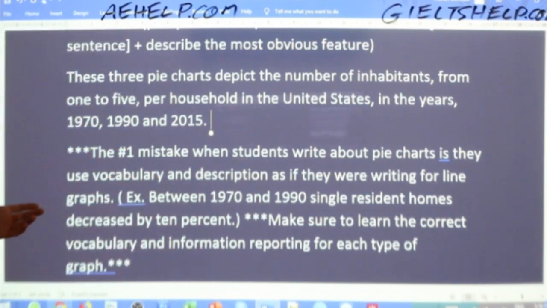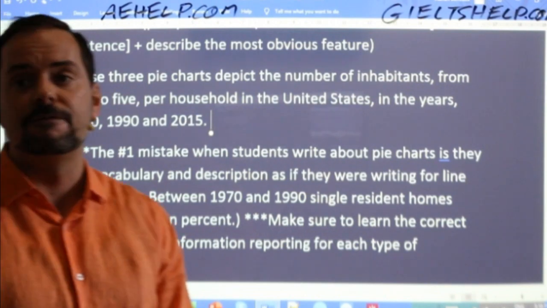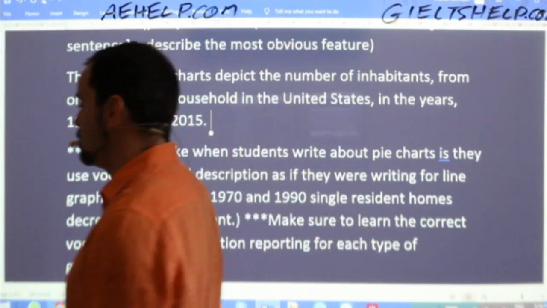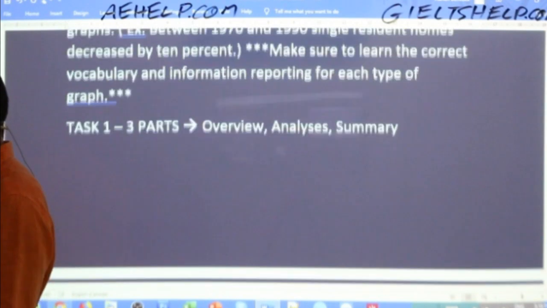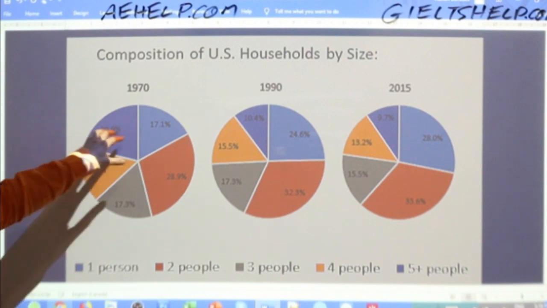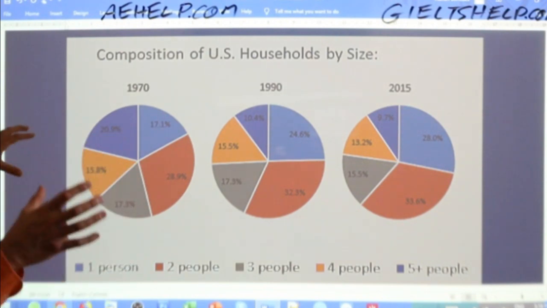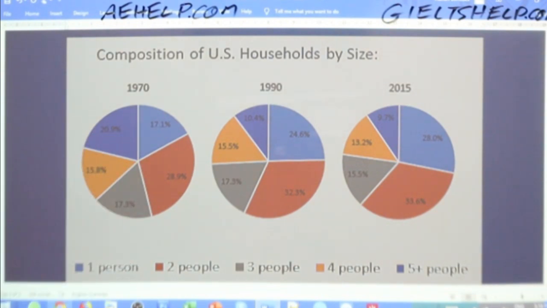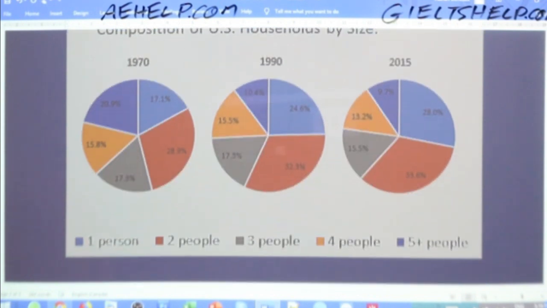So next part of the overview is the most observable feature of the graph. What is that? You don't need to look at the data, so don't look at the little details. Just look at what pops out. Like, what's the biggest? What is the feature that jumps out at us immediately?